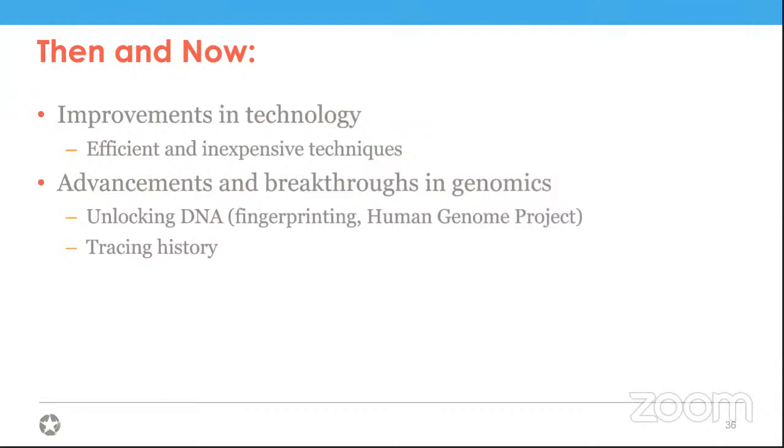DNA has come a long way since its initial discovery. There have been several technological and genetic advancements that have directly impacted the accessibility of commercial DNA testing. Advancements in technology, such as that of genotyping, have led to efficient and inexpensive techniques for DNA testing. Breakthroughs in genomics, such as that of the Human Genome Project and DNA fingerprinting, have also been pivotal to the rise of commercial DNA and the amount of genetic information that is accessible to consumers for a reasonable price.